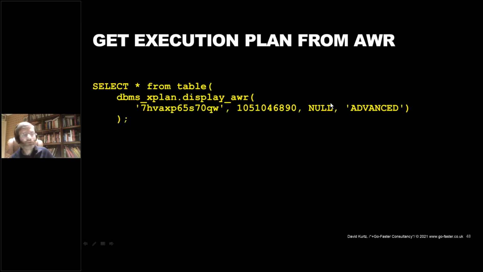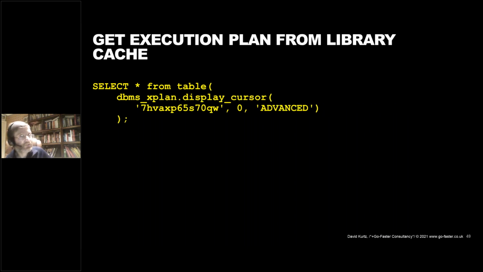So then you have to extract the plan from the AWR with DBMS_XPLAN.DISPLAY_AWR. And you end up copying the SQL ID and plan hash value in here. And if it's recent data and you want to get it from the SGA, you do pretty much the same thing with DISPLAY_CURSOR, SQL ID, and cursor number.